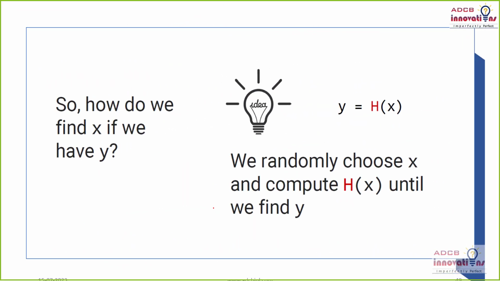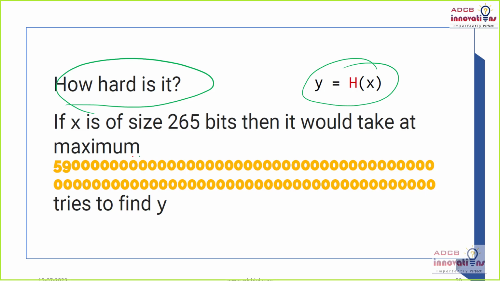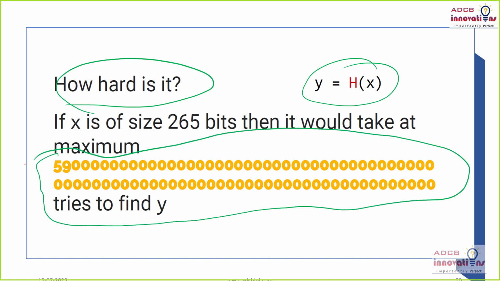So here the question is, how do we find x if we have y? We randomly choose an x and compute h of x until we find y. We can do that, but why are we not doing so? Because it is so hard. Finding this x will take at least this many tries to find y. That's why currently we don't have the computational resources.